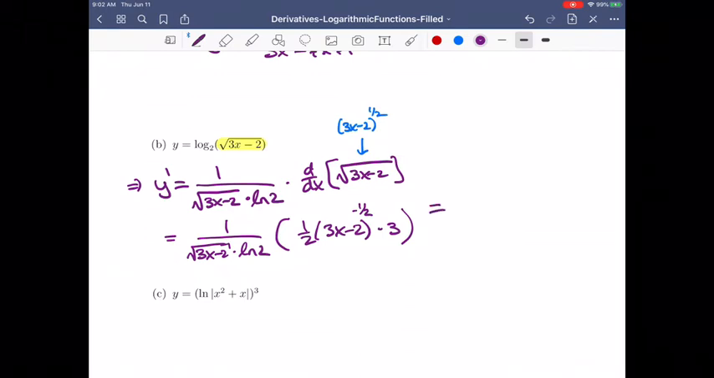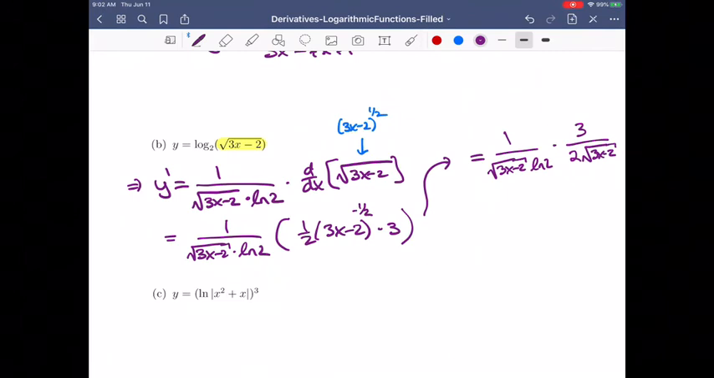Now I'm going to just rearrange. In fact, let me move up because I'm going to need a couple of steps here. I'm going to rearrange this inside the brackets. So I have initially the square root of 3x minus 2, ln 2, times 3 over 2 square root of 3x minus 2. Now putting these together, the square root's going to go away because I have two of them. So I'm going to get 3 over 2 ln 2 times 3x minus 2.